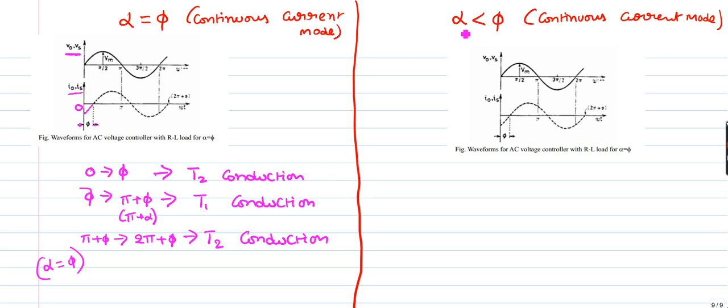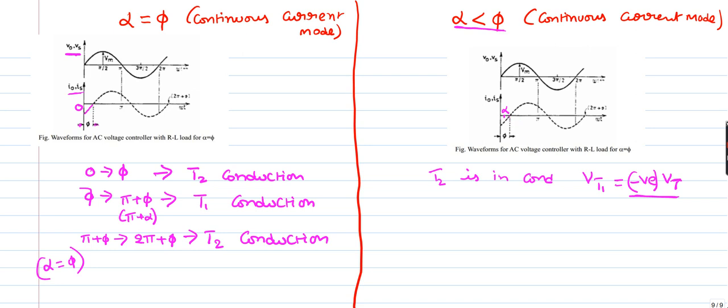When my firing angle is less than phi, so let us assume here I have applied triggering pulse for T1, but T2 is in conduction here. So when T2 is in conduction, what about thyristor 1 voltage? It is negative VT. You can observe from the previous cases. So when it is negative VT, it is reverse biased. As the T2 is in conduction, T1 is reverse biased by on state voltage drop. So you cannot give triggering pulse at this instant.